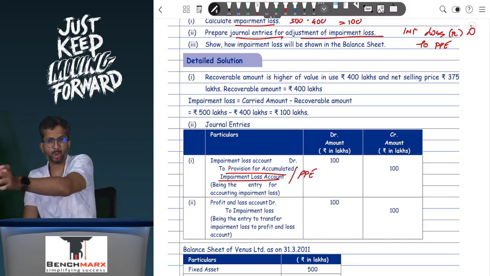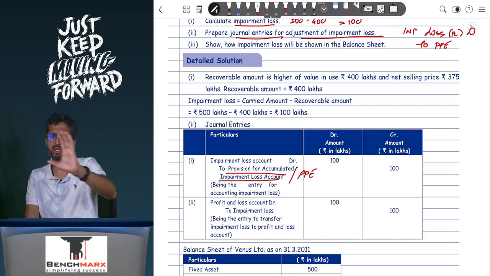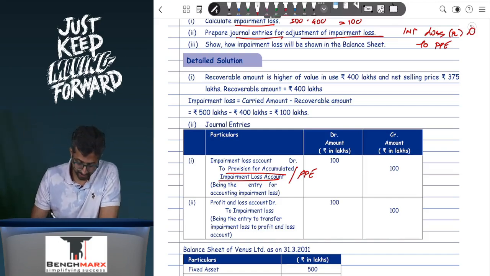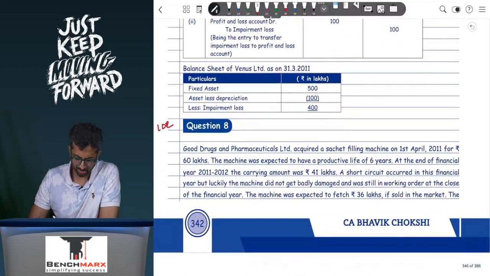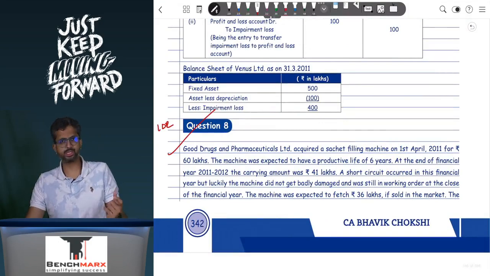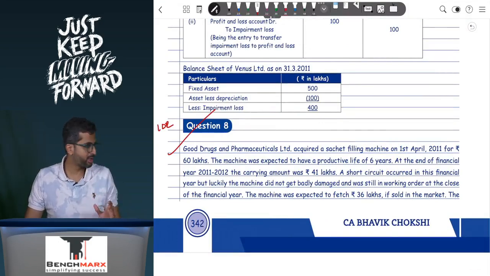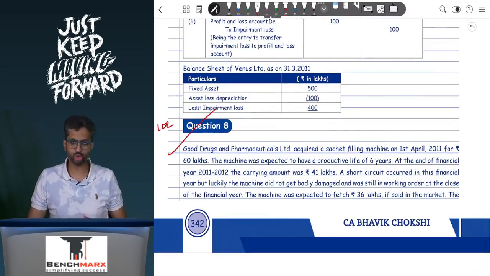Here you are creating a provision of 100, and hence in the balance sheet 500 minus 100 at 400 it will still appear. Show how the impairment loss will be shown in the balance sheet. Well, 500, in my opinion, less 100. Directly we will show 400. Not really important. Achha, question number 8 is on CGU level impairment, whether required. This is important. I would put this for your last day revision.